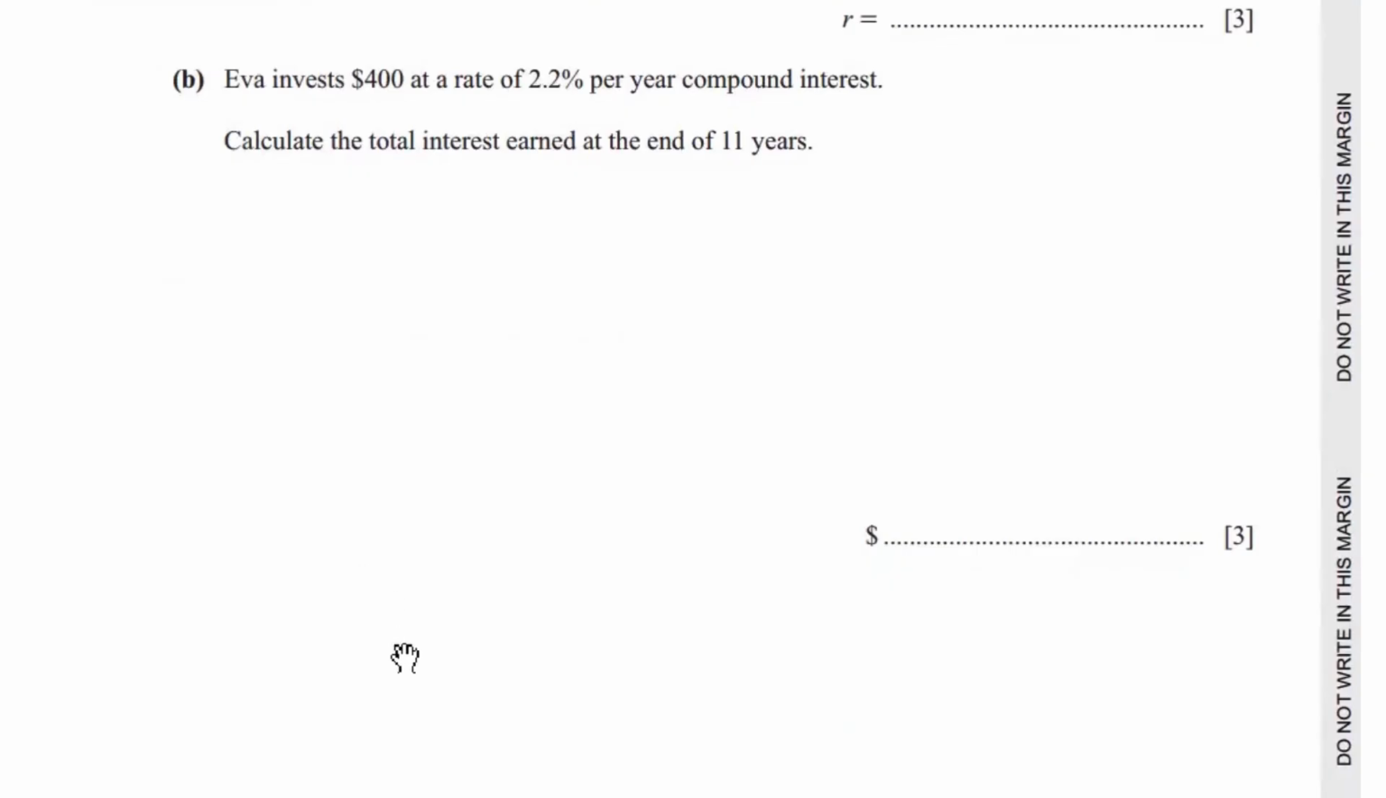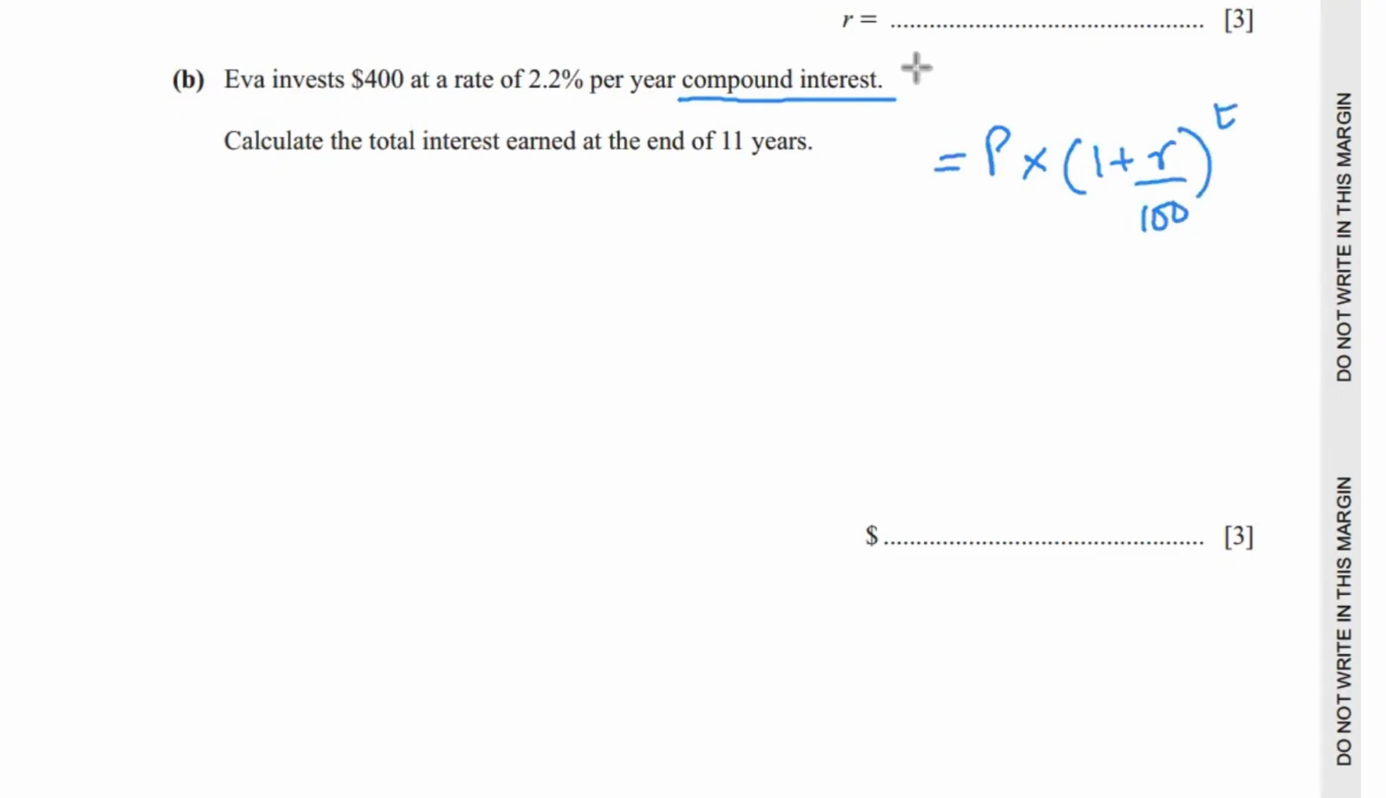Then Ava invests $400 at a rate of 2.2% per year compound interest. Calculate the total interest at the end of 11 years. Now we have compound interest. For compound interest, the formula we use is P times 1 plus R over 100 to the power of T.